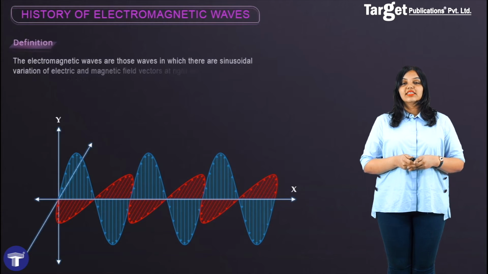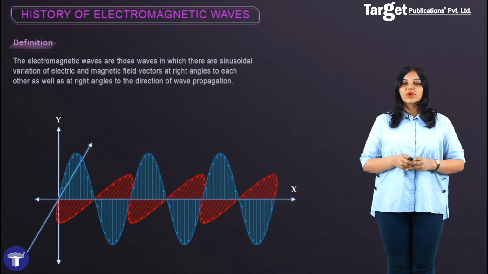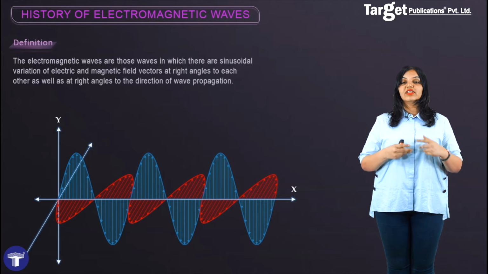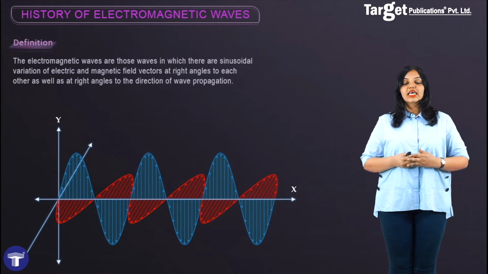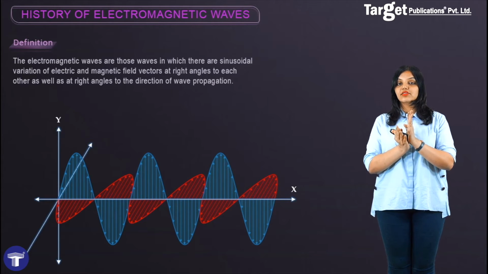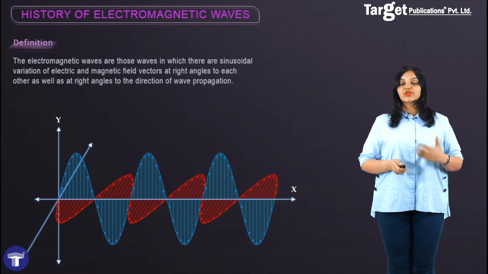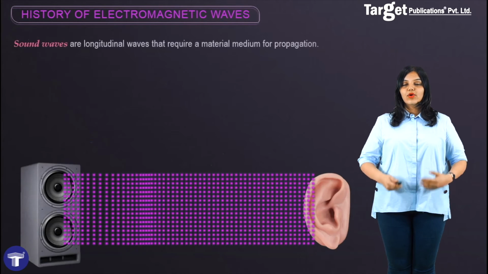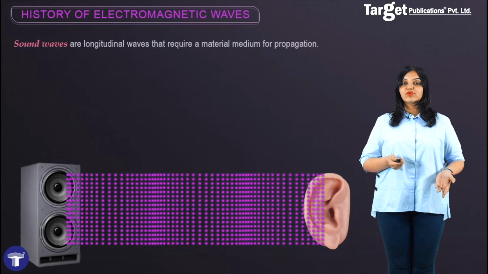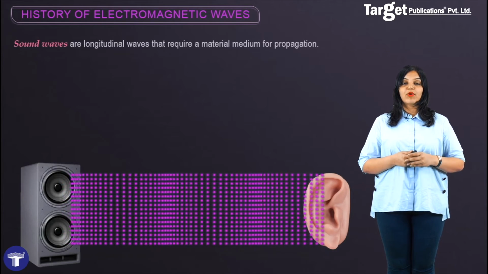And he said that electromagnetic waves are those in which there is a sinusoidal variation of the electric and magnetic field vectors in such a way that they are at right angles not only to each other but also to the direction of wave propagation. He also predicted that electromagnetic waves would not require any material medium for propagation.